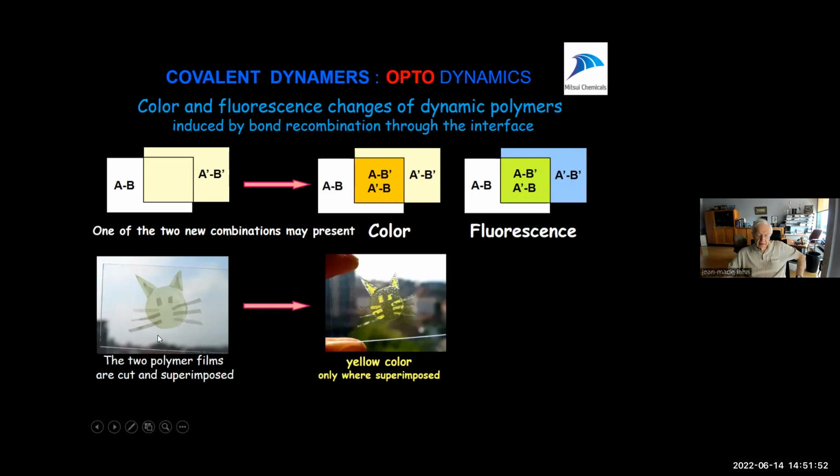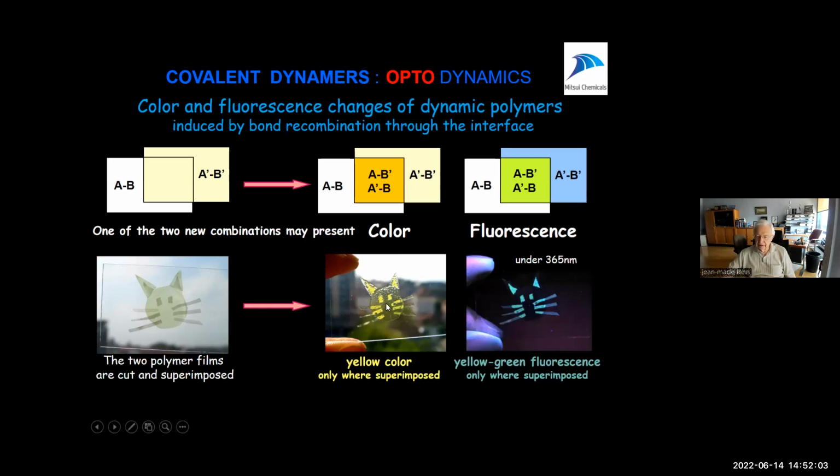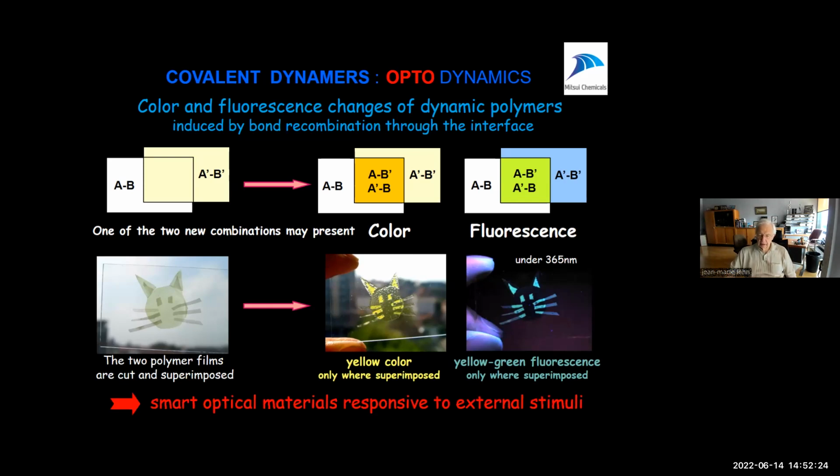And now you let it go, you heat it a bit to get it quicker. And you can see that a yellow color appears where superimposed and not elsewhere. And similarly, fluorescence appears where superimposed. So this is a very clear demonstration of the dynamic properties of this type of compounds, where the exchange occurs and generates this new property, which was not present at the start.